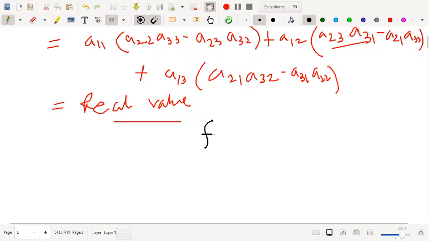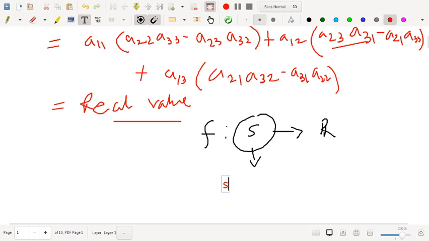Suppose I write f from S to R, it's a function. F is a function. What is the domain of this function? What is S? S is the set of all real square matrices.